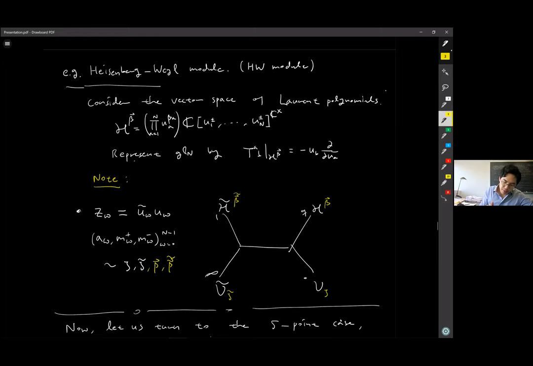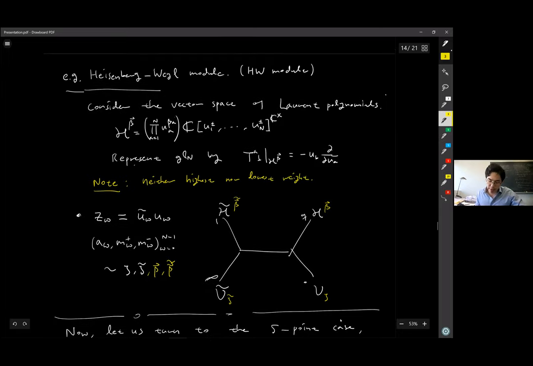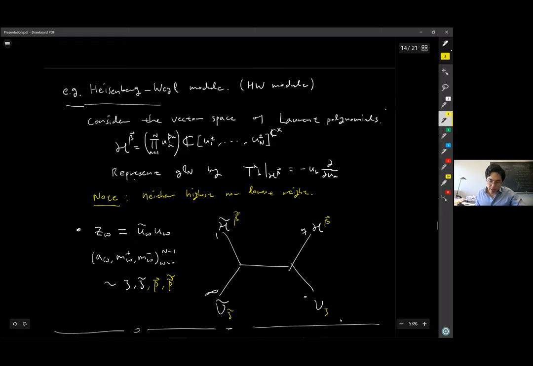And in particular, these modules are neither highest weight nor lowest weight. So they are not usually considered, but they have this property.